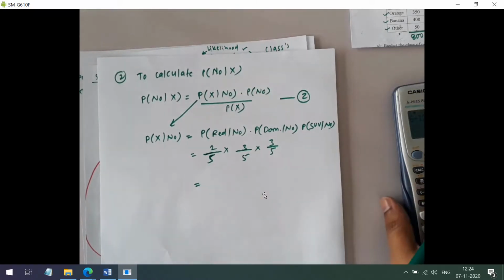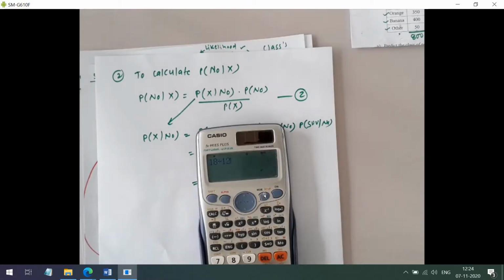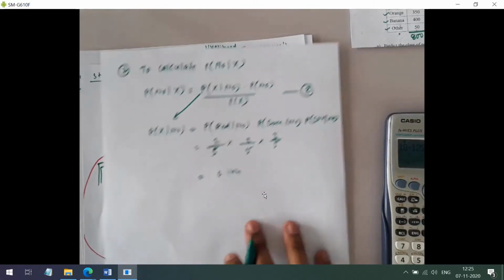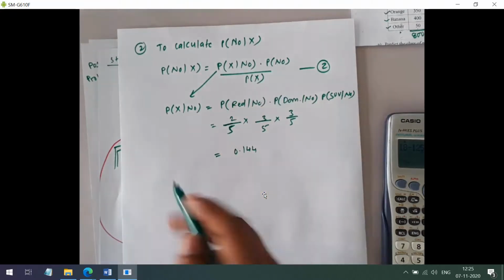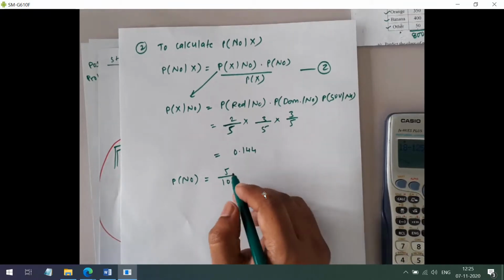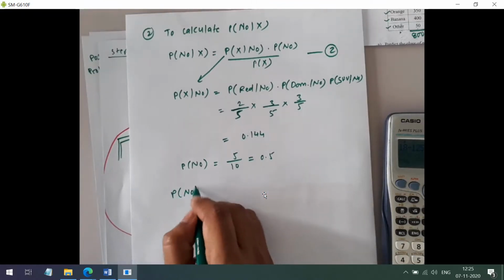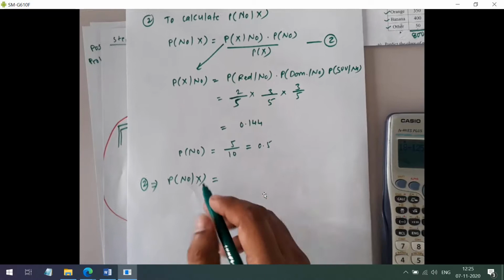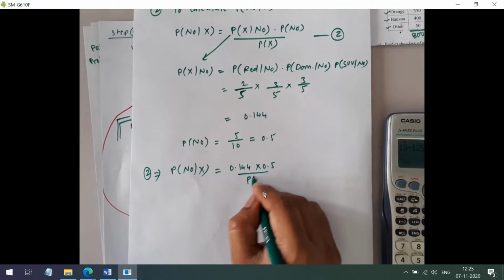Now let us calculate this. It is 18 divided by 125, which is 0.144. Okay, so this term is over. Now we'll find the probability of no. Out of 10 instances we have 5 no instances, so it is 0.5. Now we'll put the values. Probability of no given X, so equation 2 gives 0.144 into 0.5 divided by probability of X.